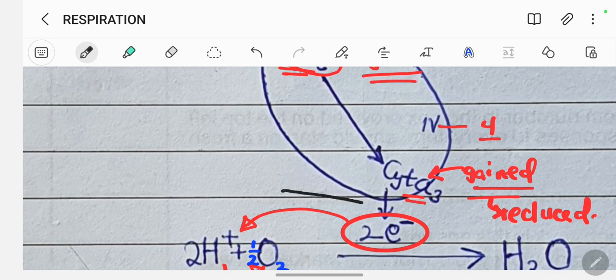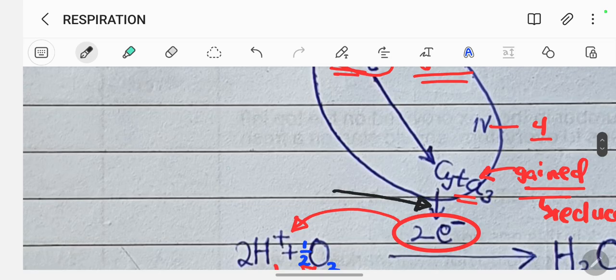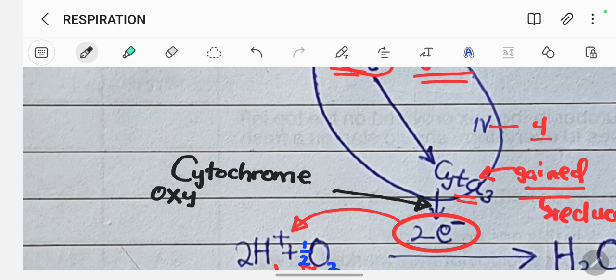But there is an enzyme that is recognized here. That enzyme is cytochrome A oxidase enzyme. I'll call it cytochrome oxidase.